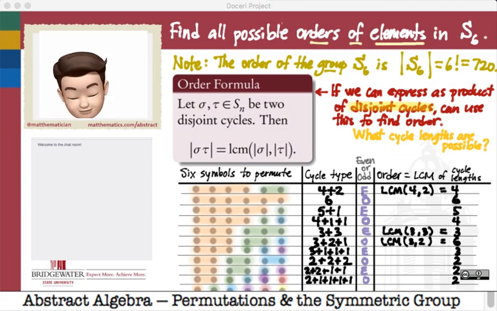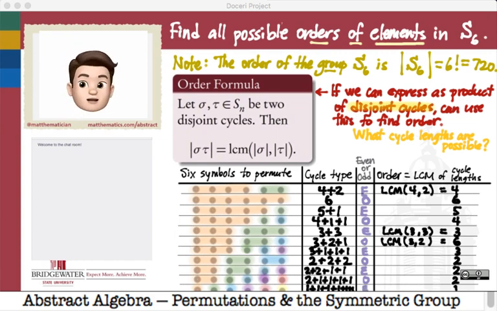We would call this cycle type 1 plus 1 plus 1 plus 1 plus 1 plus 1. That is the identity permutation. So its order is 1, and it's an even permutation. All right. We made it all the way to the bottom of our list.